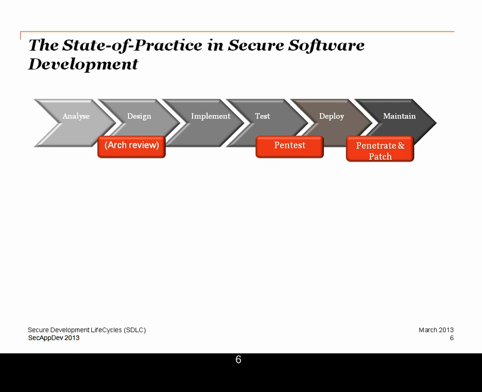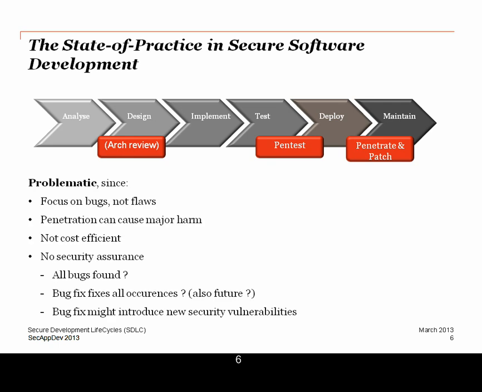So doing these activities, especially penetrate and patch or waiting too late, it's a problem from a cost perspective, but also from a vulnerability perspective. Because if you identify a particular SQL injection problem and you fix that problem, how do you know for sure that there's no other SQL injection problem in the software? That's really difficult to do. You're never sure that when fixing one particular instance there will be no others. And actually, there's a high chance that there will be others in the software. Otherwise, you wouldn't have made the mistake in the first place.